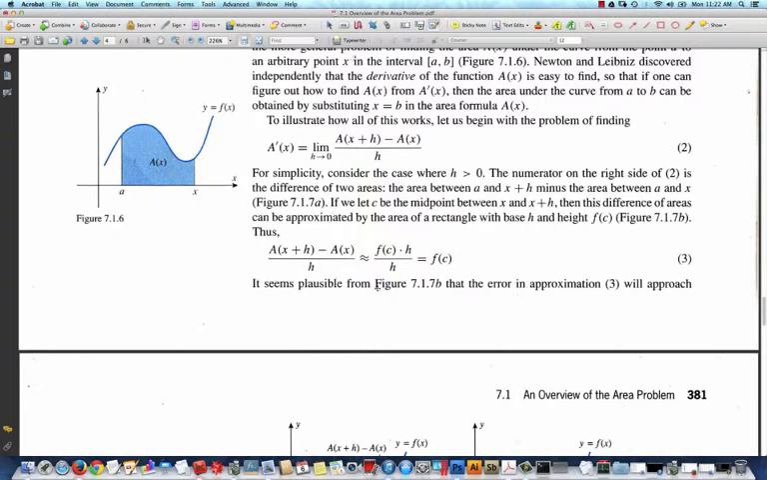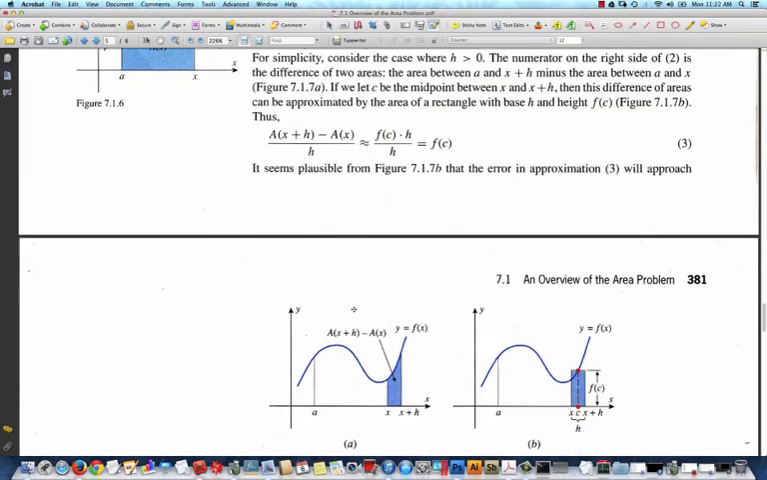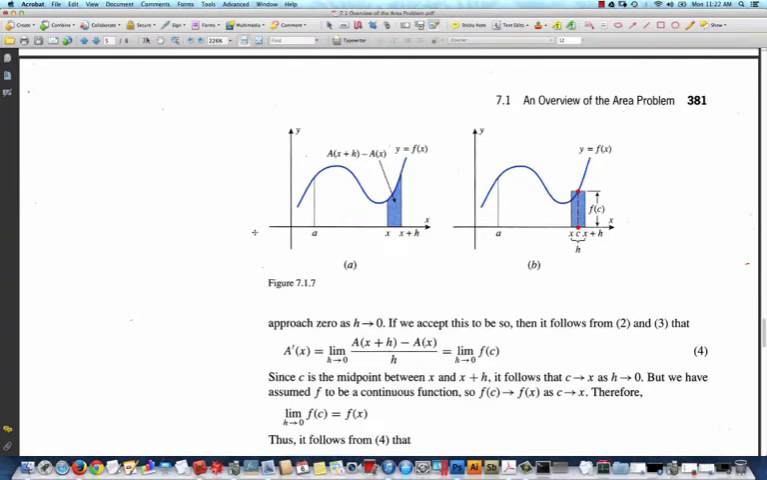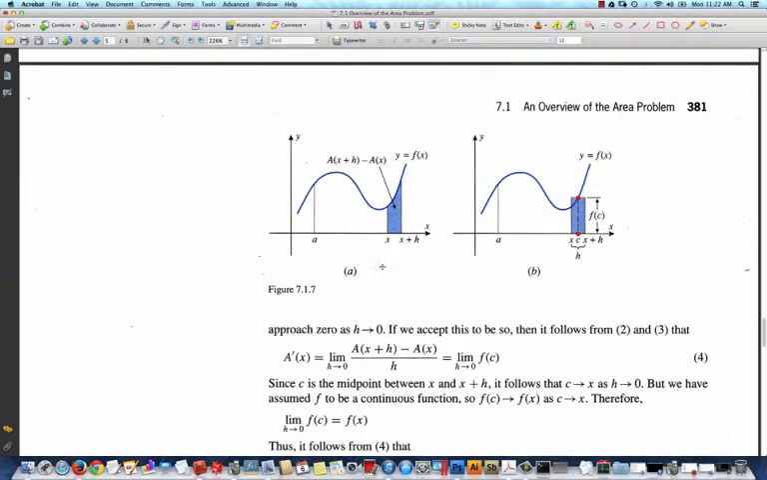It seems plausible from the figure that the error in the approximation will approach 0 as h goes to 0. So here's x plus h, here's x, and so there's some point c between x and x plus h, so that you can plug in the value of c, get f of c, and that will be the area.